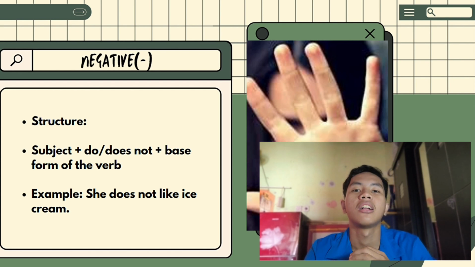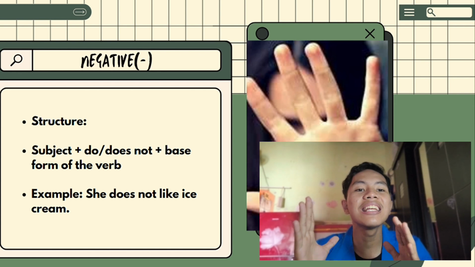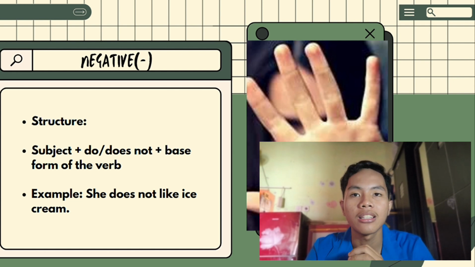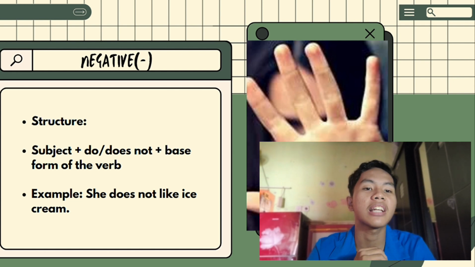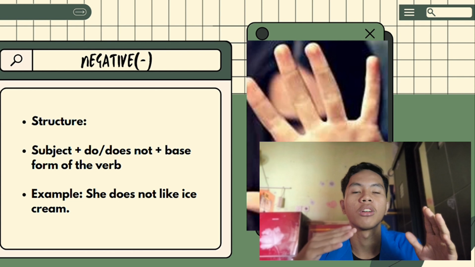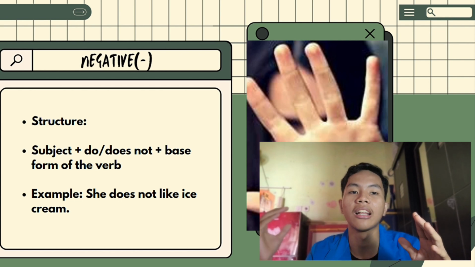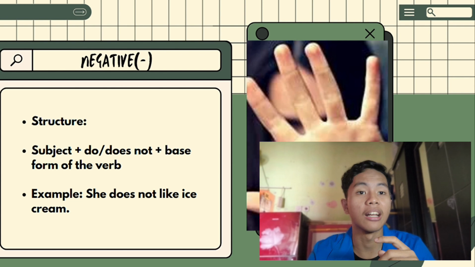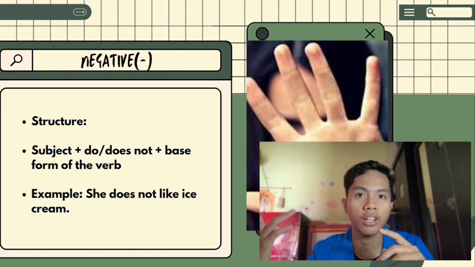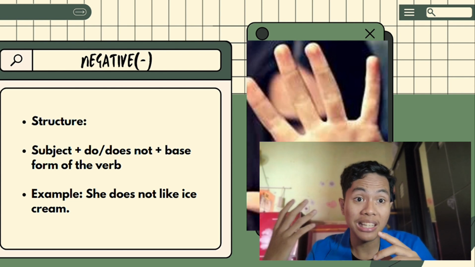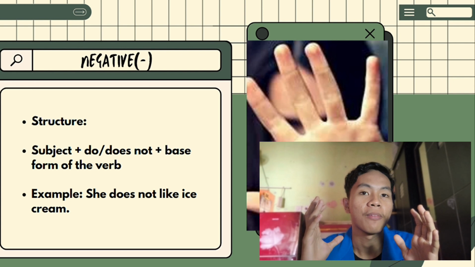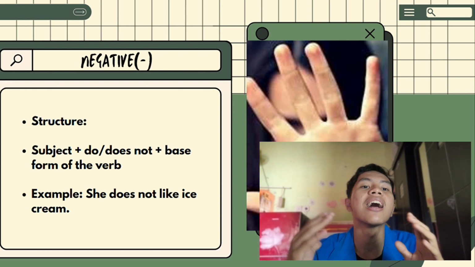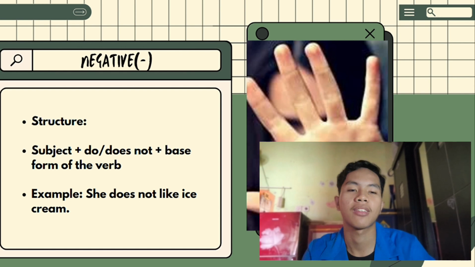The example is: she does not, or she doesn't, like ice cream. Dia tidak menyukai es krim. Di sini dikatakan bahwasanya kalimat negatifnya adalah she, orang ketiga atau third person singular, plus does not. So she does not like ice cream.